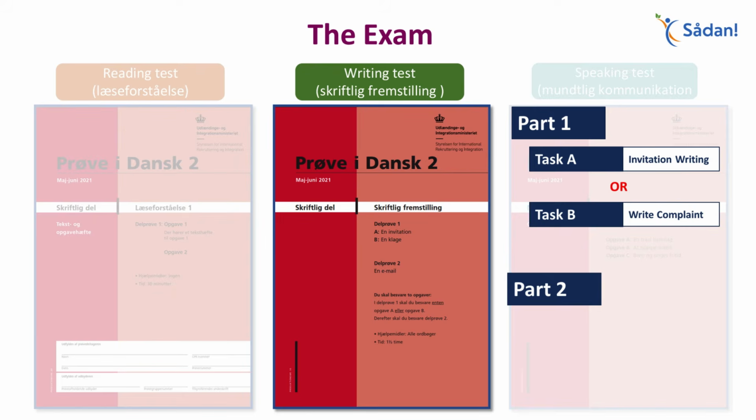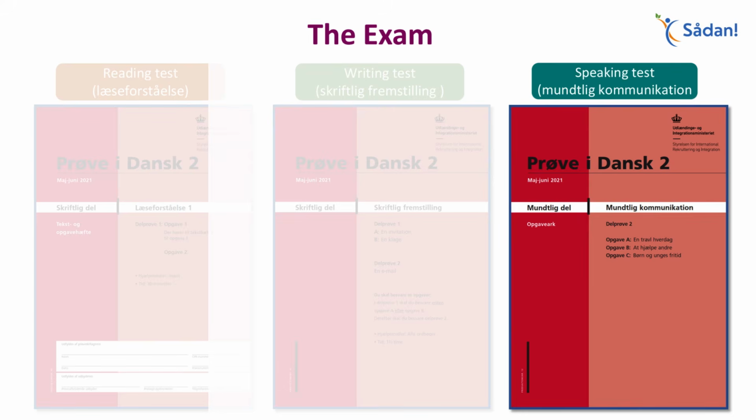Part 2 is about writing an email. You will be given one situation and will be asked to write an email in about 100 words. Generally, it's a reply to the email that you received as the situation. This completes the first part of the Danish PD2 exam.